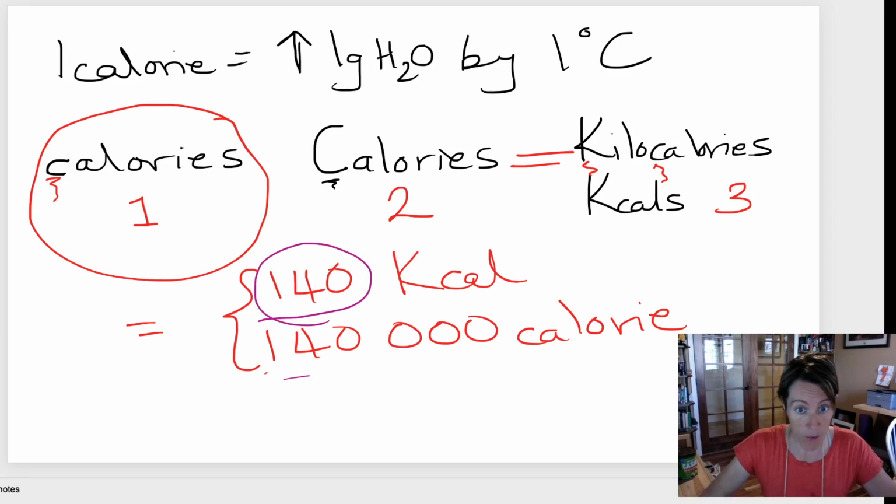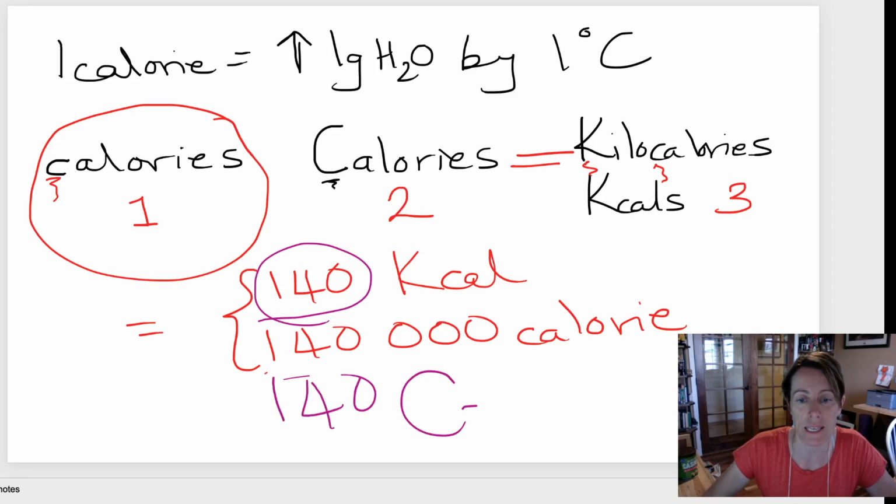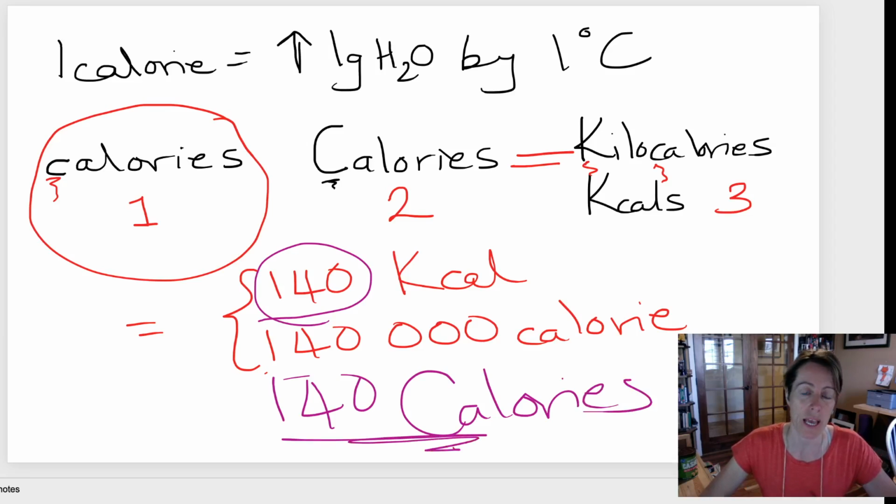But then the food manufacturers said, no, nobody in America likes the metric system. We can't use kilocalories. We're just going to come up with our own unit that just we will use, and we're going to say it's 140 big C Calories. So we're special, we get to use the big C Calories. Now, that's how you'll see things labeled in the grocery store.